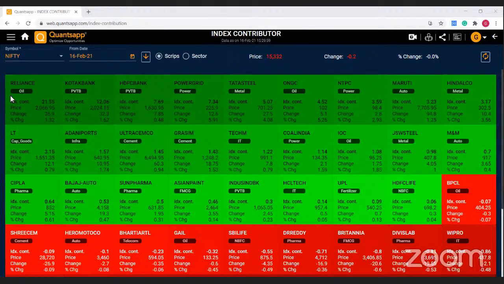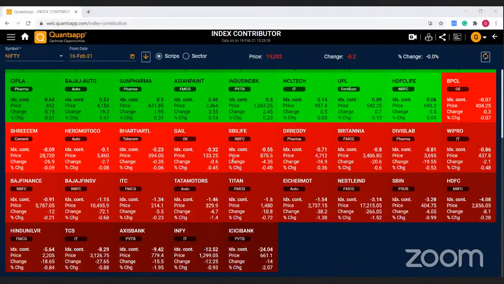When Reliance goes up by 3-4%, it takes the whole index to the positive side. When Reliance falls, it takes the index to the negative side. So we are just looking at how we can look at all of them in one go. So here's the Nifty, and here we have all the Nifty 50 stocks.